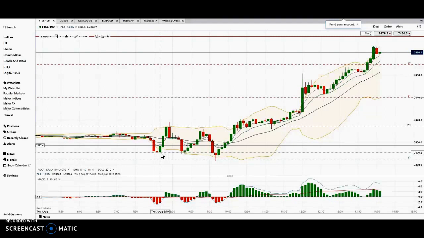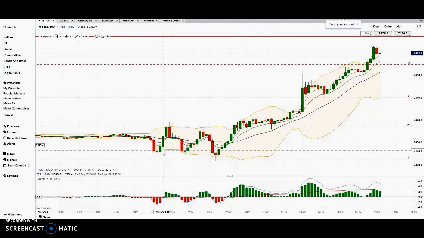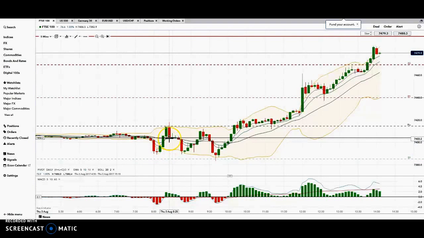So I would have got in there, and like we say, that was 16 points that we came out, but the target is 10 points. So it's just scalping 10 points at a time, which I would have gotten, or you would have gotten. Now this candle here.